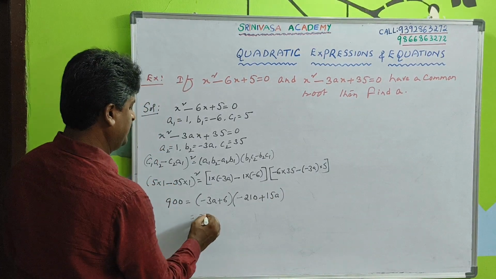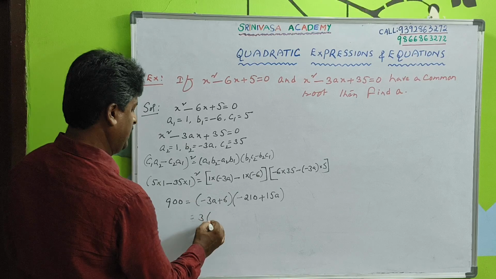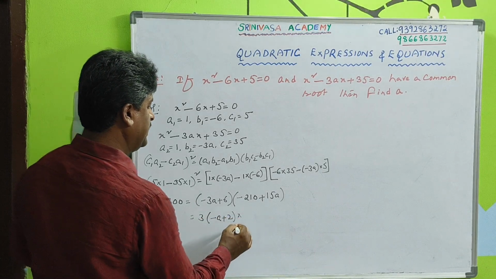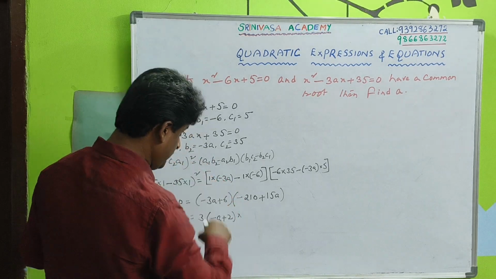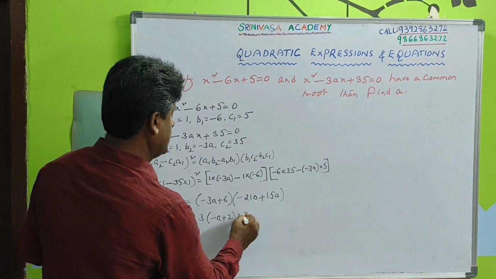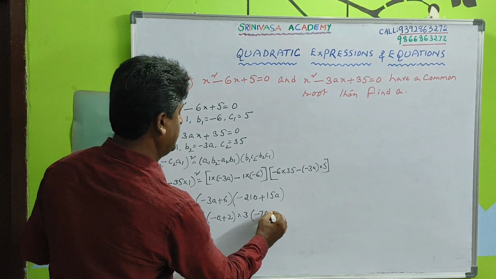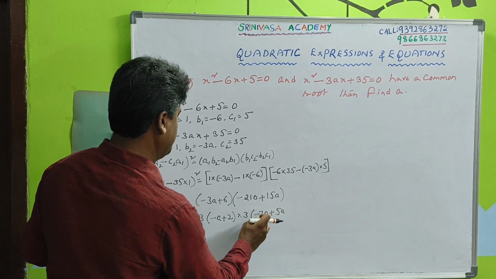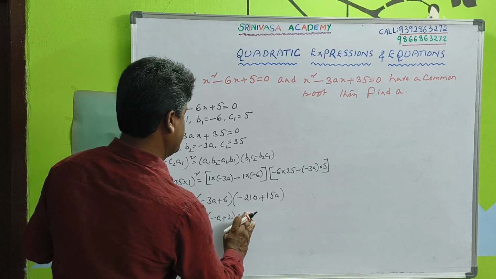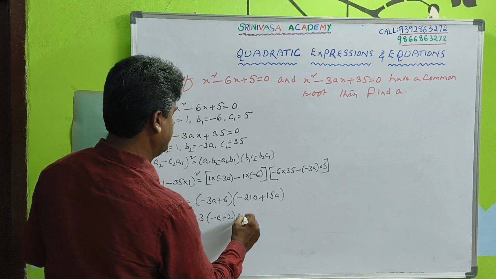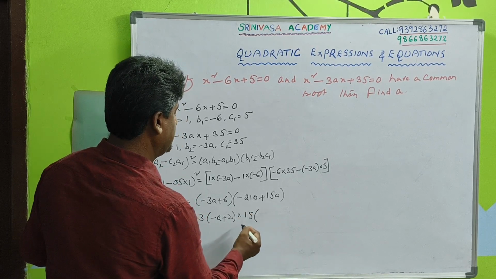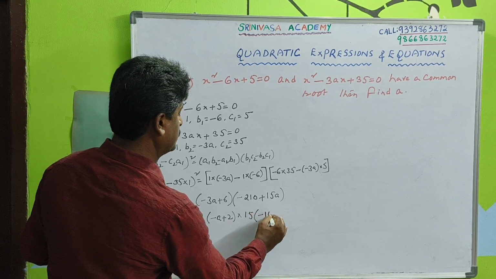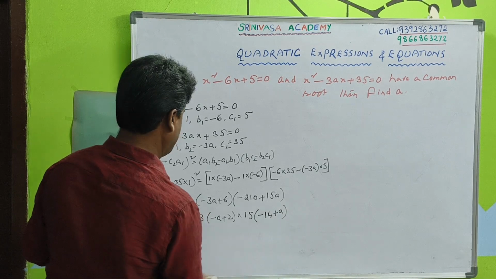From the first bracket we can take 3 common, minus a plus 2. From the second bracket we can take common 3 minus 7a plus 5a. Of course, 15 is also common from the second bracket. After taking 15 common, 15 ones 15, 6 left, 15 fours plus a.